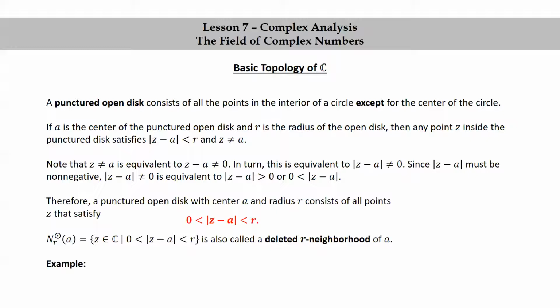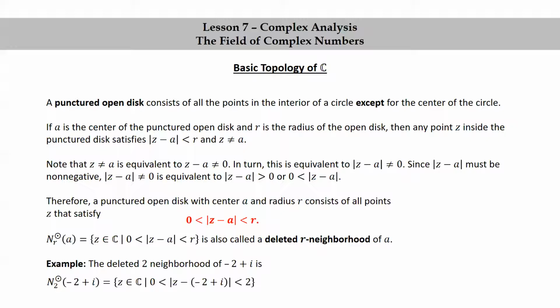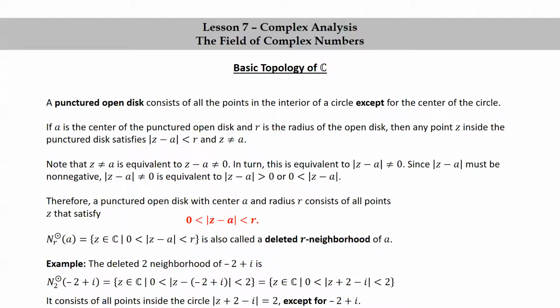Let's look at an example of a deleted R neighborhood. The deleted 2 neighborhood of -2 plus I is N sub 2 dot of -2 plus I, which is the set of complex numbers Z such that 0 less than the absolute value of Z minus (-2 plus I) less than 2, which is the set of complex numbers Z such that 0 is less than absolute Z plus 2 minus I less than 2. This consists of all points inside the circle, absolute Z plus 2 minus I equals 2, except for -2 plus I.